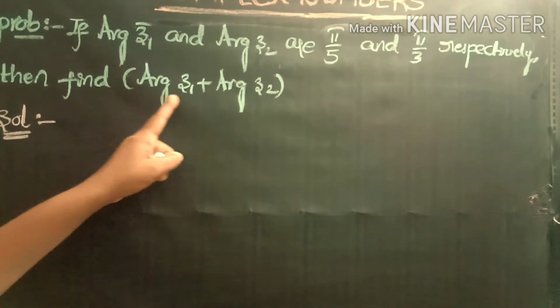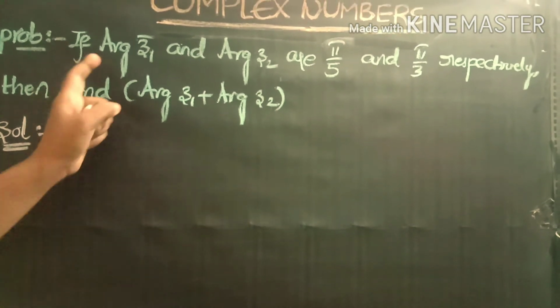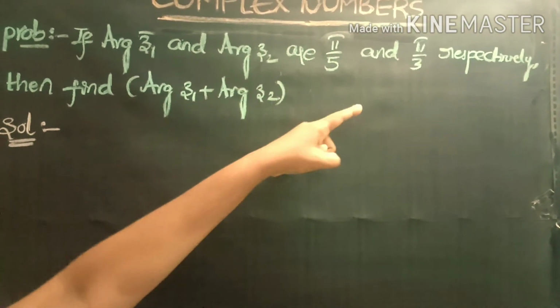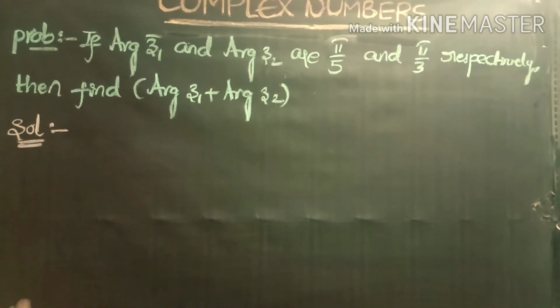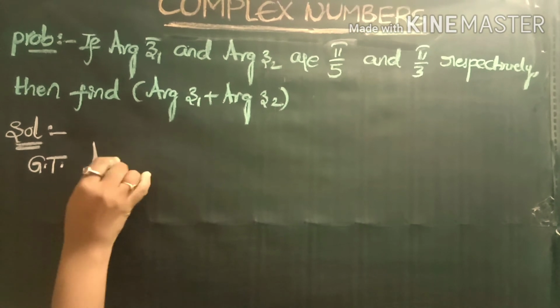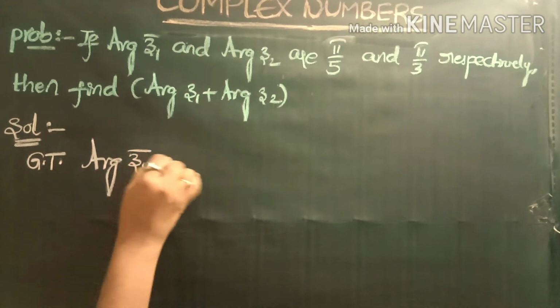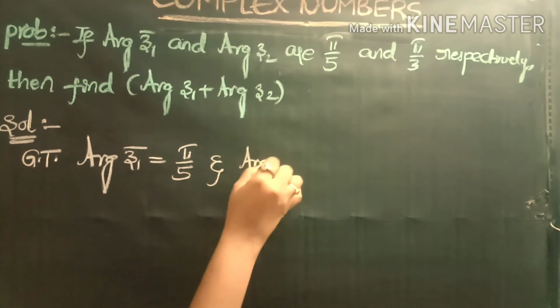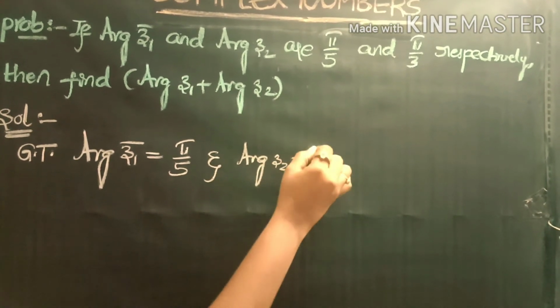Next problem: if Re z1 bar and Re z2 are pi by 5 and pi by 3 respectively, then find the value of Re z1 plus Re z2. So given that Re z1 bar is equal to pi by 5 and Re z2 is equal to pi by 3, now we want the value of this term. So first we take the given values here: Re z1 bar is equal to pi by 5 and Re z2 is equal to pi by 3.